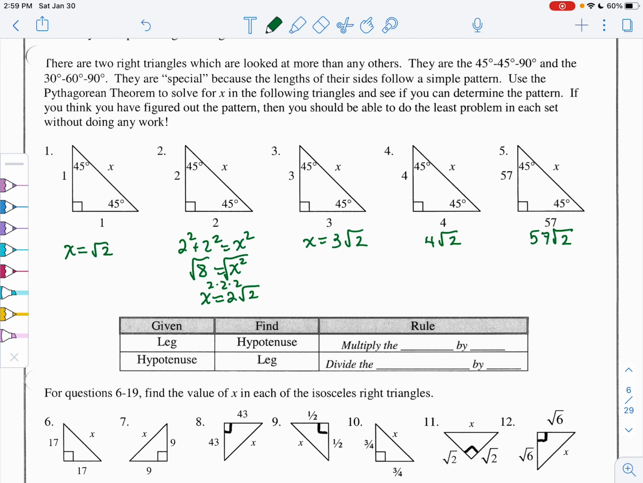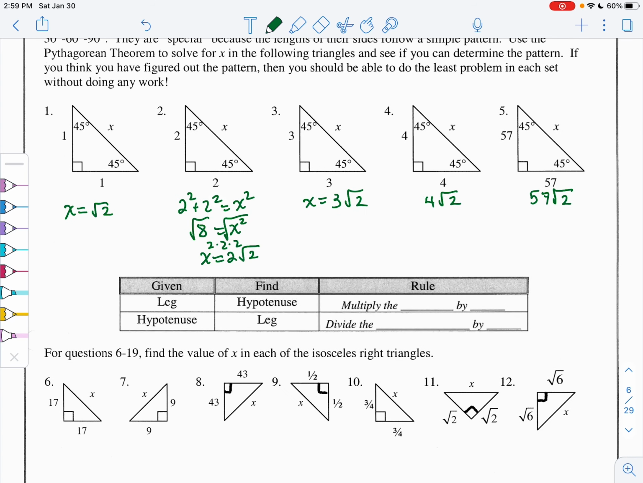So after observing this pattern, we can then say if we're given one of the legs, and we want to go to the hypotenuse, we can simply multiply the leg by radical 2. So in the blank spot here, let's go ahead and say multiply leg by radical 2. Now if we think about going in the direction from the leg, which is shorter than the hypotenuse, we're multiplying by radical 2.